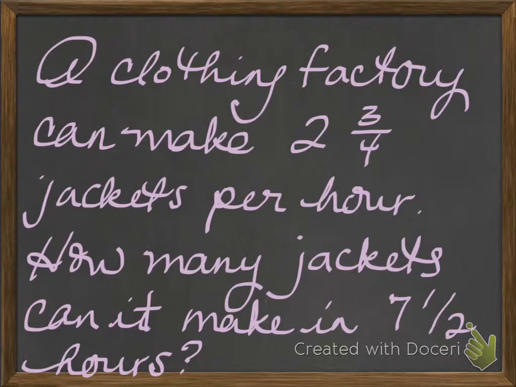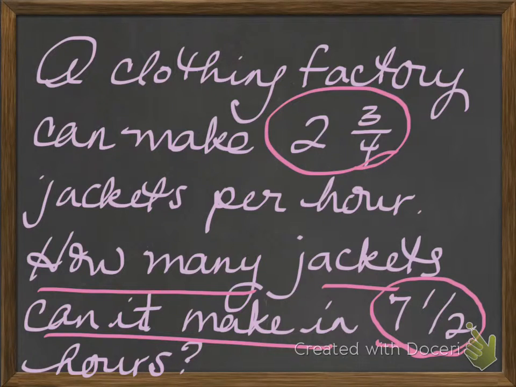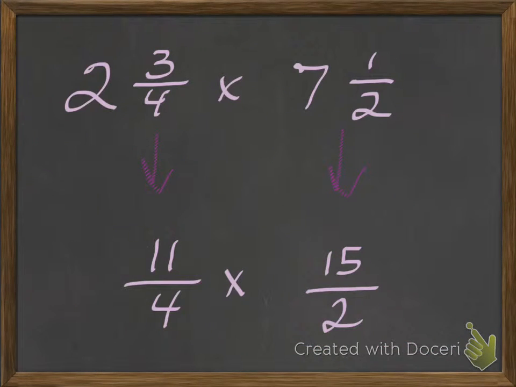So first, I need to figure out what it's asking me to do. It's asking me to find out how many jackets it can make in 7.5 hours when it can make 2 3/4 jackets per hour. So I know my important information is 2 3/4 jackets per hour, and then we're going to multiply that times 7.5. So here's my problem, 2 3/4 times 7.5.